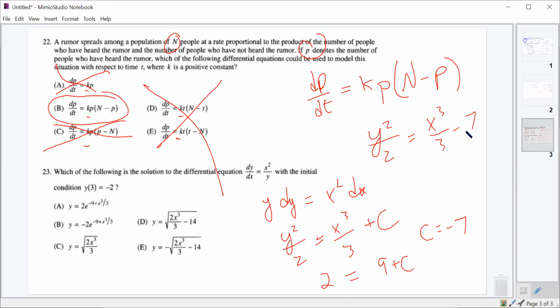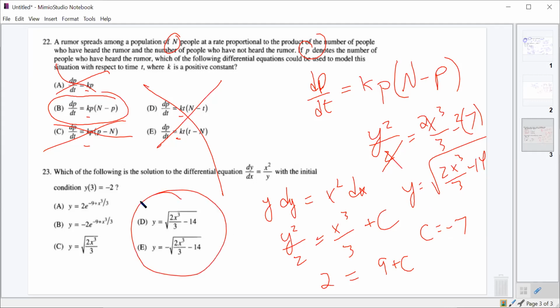We need to multiply by 2. And then we need a square root. So we got a square root of 2x cubed over 3 minus 14. But the question is, do we have a positive square root or a negative square root? Because both those are the same, except one's a positive square root and the other's a negative square root. Well, the only way we can determine if we want the positive or the negative square root is by looking back at our initial condition. When we plug in 3 for x, we need to get -2 for y. Well, the only way to get a -2 for y is to have a negative out in front of your square root.